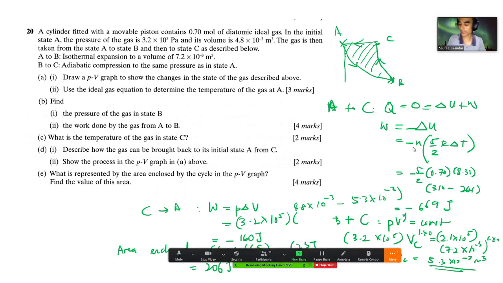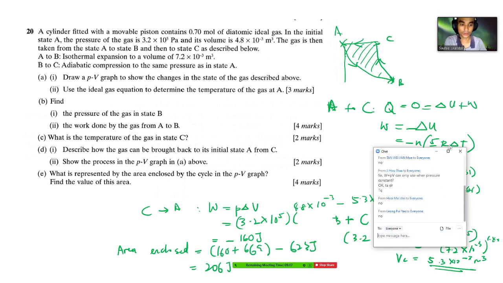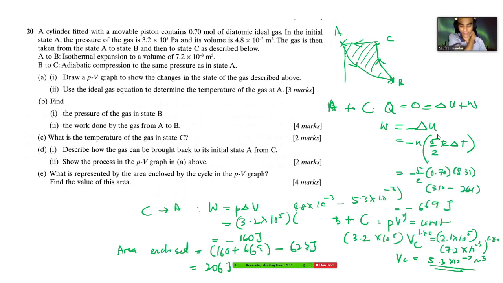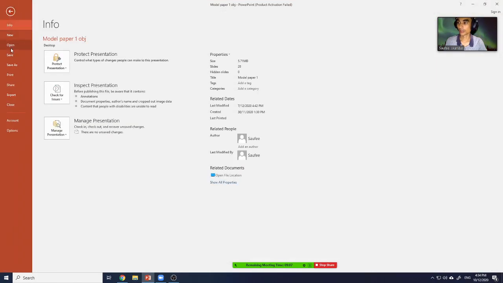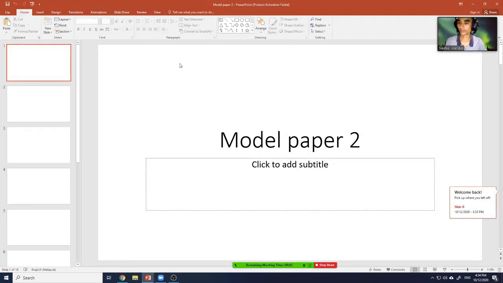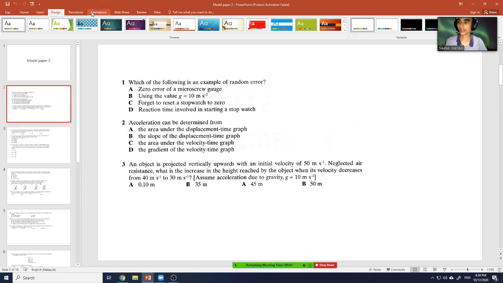So we have finished the first set of model papers. Okay, we're going to continue, we have 10 minutes. We can continue to the next paper. So this is the second set of papers.